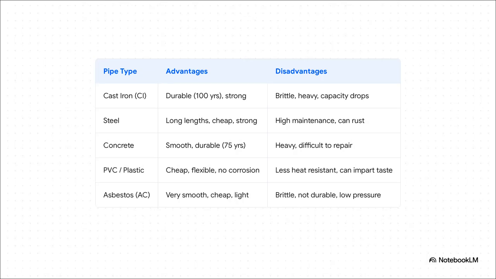Okay, this table is gold for studying. Seriously, it lays out the pros and cons of all the major pipe materials. You see, there's no magic perfect pipe. It's all about trade-offs. Take cast iron, for example. It's super strong and can last a century, but it's brittle and heavy. Then you've got something modern like PVC. It's light, cheap, and won't rust, but it doesn't handle heat well. The big takeaway here is that an engineer's choice depends entirely on the specific situation. The pressure, the budget, everything.